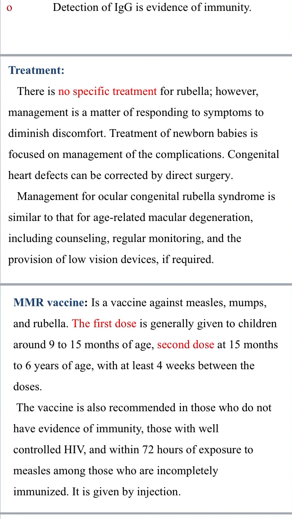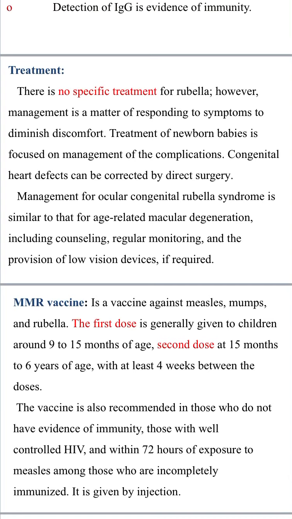Finally, we will talk about the MMR vaccine, which is the measles, mumps, rubella vaccine. This vaccine is given in 2 doses. The first dose is generally given to children around 9 to 15 months of age. The second dose is given at 15 months to 6 years, with at least 4 weeks between the 2 doses.